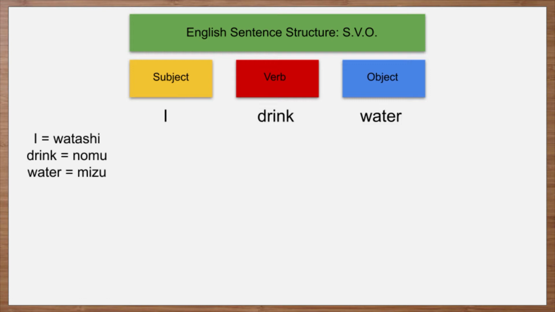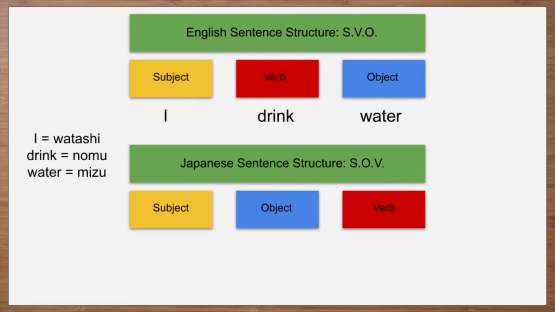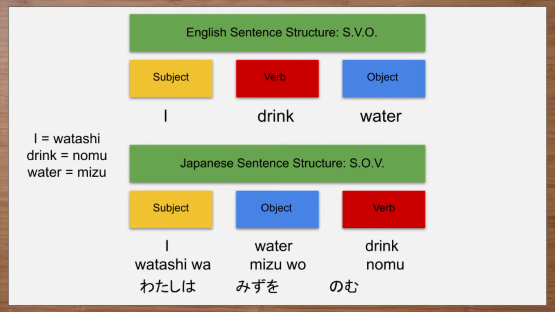Watashi nomu mizu. If you said that, people would probably understand what you mean, but it isn't in proper order for Japanese. As sentences get more complicated, you will have to get your sentence order right. Japanese is subject, object, verb, so in proper order it would sound like I water drink, watashi mizu nomu, or more completely, watashi wa mizu o nomu. Which brings us to the next point.